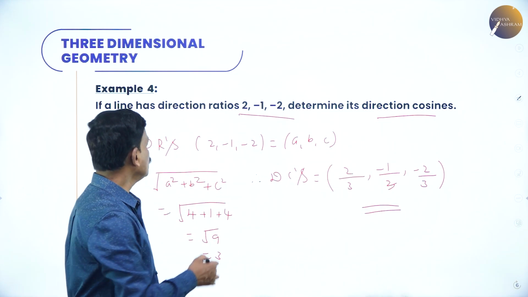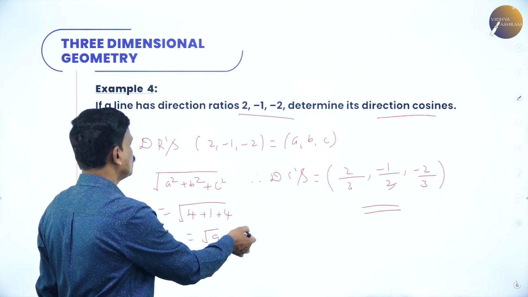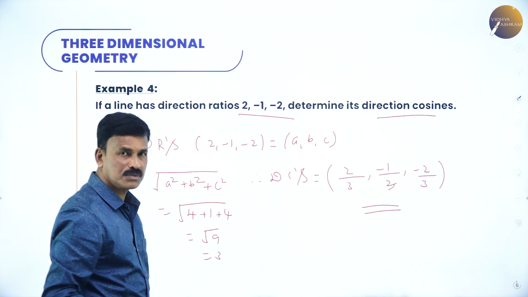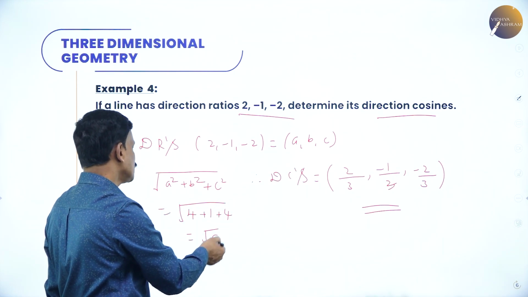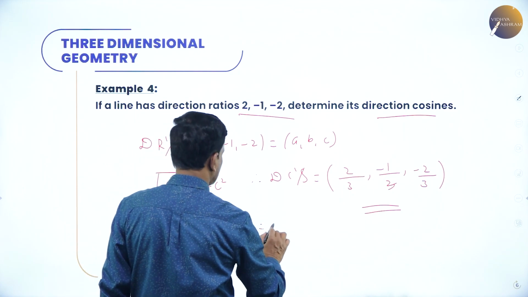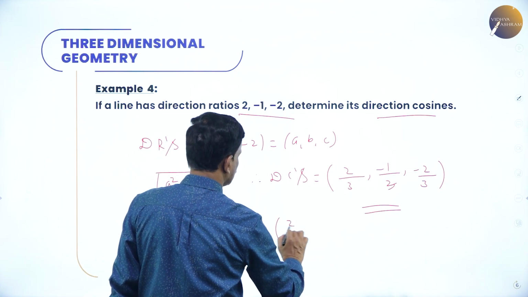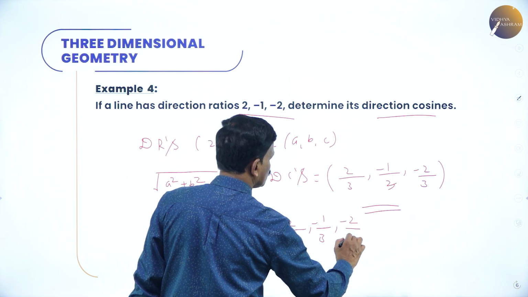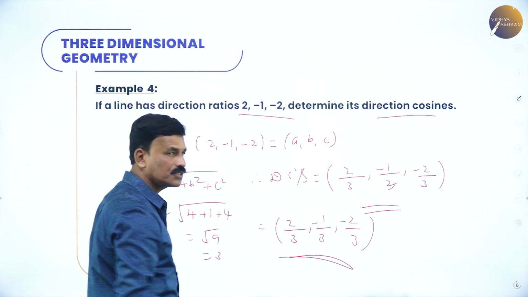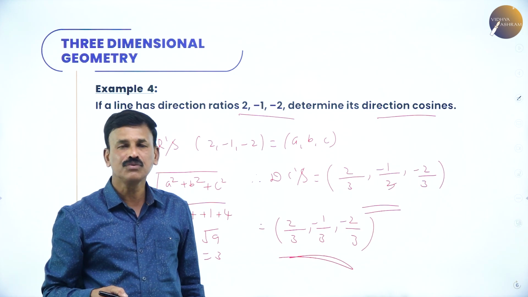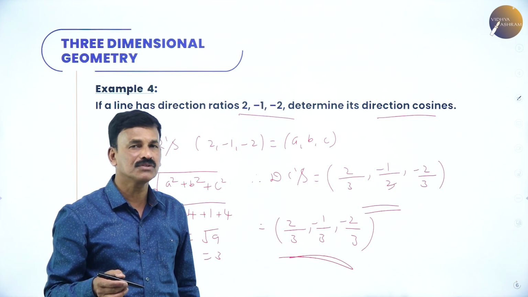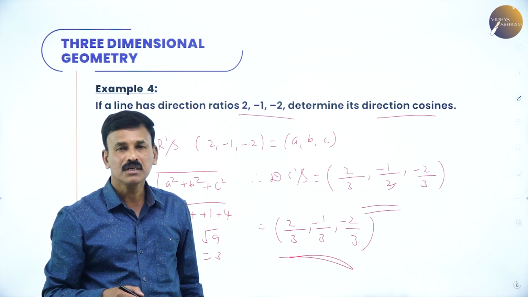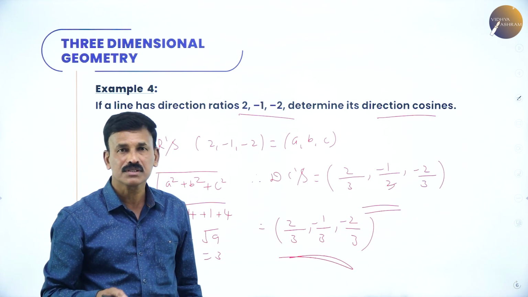That's all. So, a divided by root of a square plus b square plus c square, b divided by root of a square plus b square plus c square, c divided by root of a square plus b square plus c square. So, the direction cosines are these values: 2 divided by 3, minus 1 divided by 3 and minus 2 divided by 3. That's it. I hope you got an idea how to find the direction cosines when the angles are given and when the direction ratios are given.